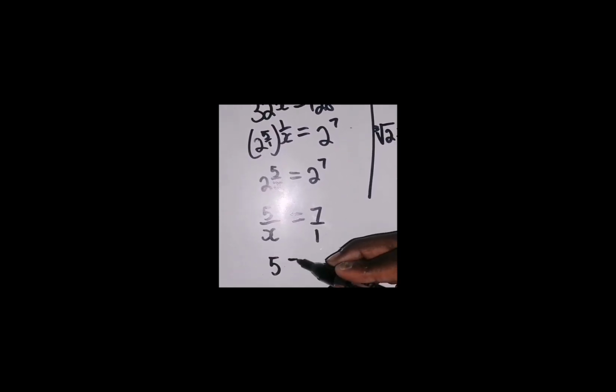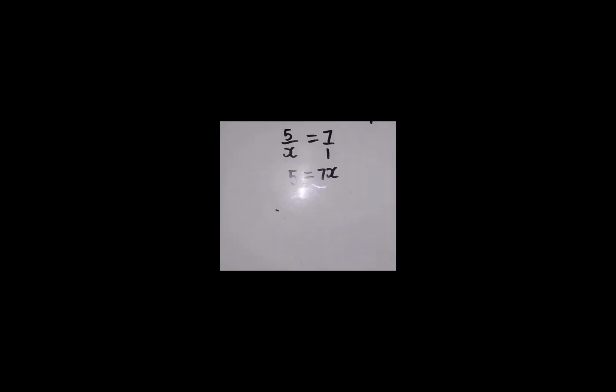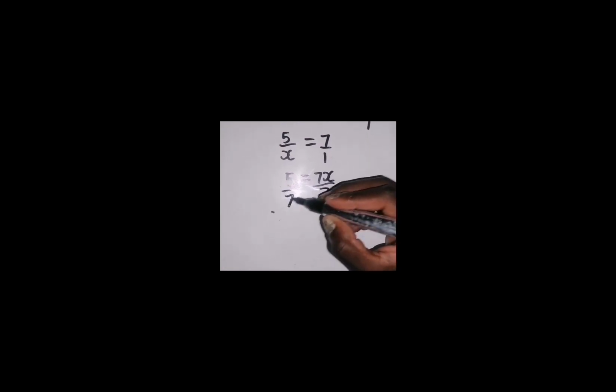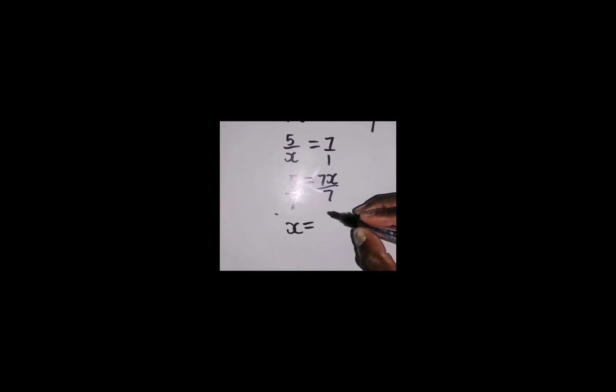So since the powers are the same and the bases are the same, we equate the exponents. So on the left hand side, we have 5 over x is equal to 7. Since the left hand side is a fraction, we'll make the right hand side a fraction. So this will be 7 over 1. 5 multiplied by 1 is 5, and x multiplied by 7 is 7x. We're solving for x, so we have to get rid of the coefficient of x, which is 7. So we're going to divide by 7 and divide by 7. Now x is equal to 5 over 7, and this is the final answer.